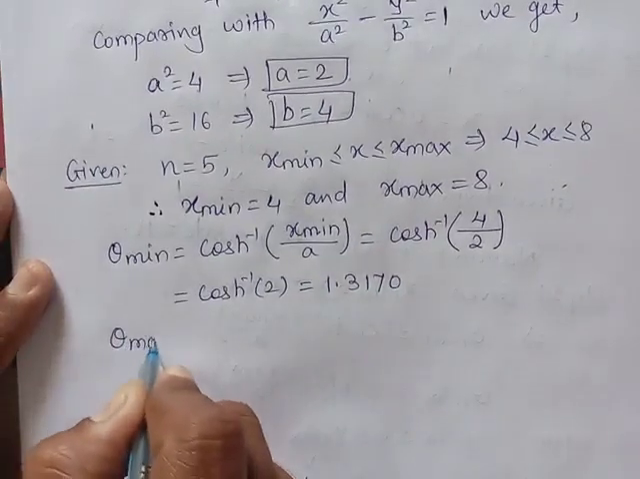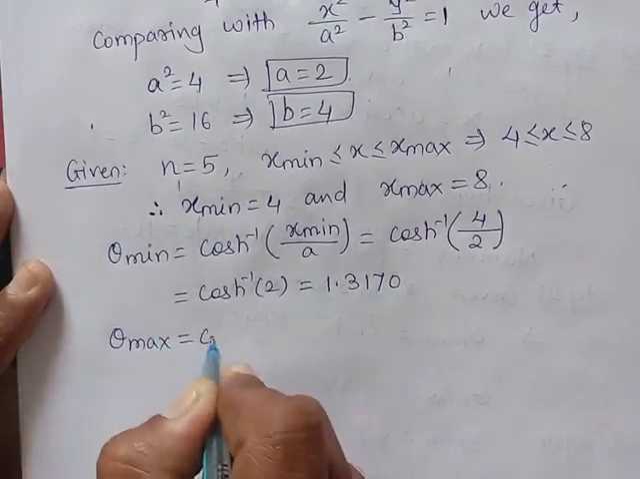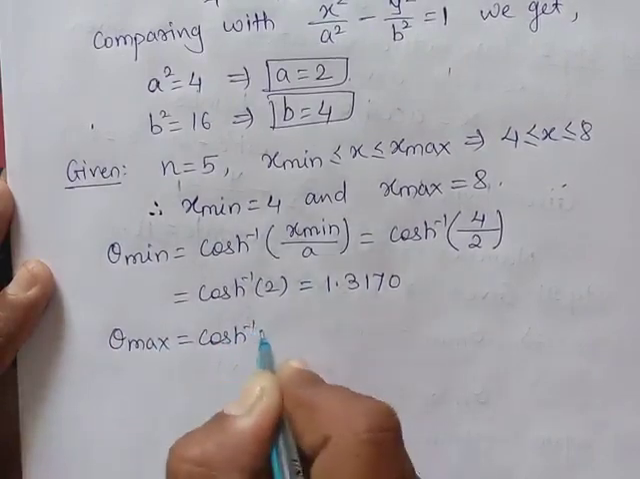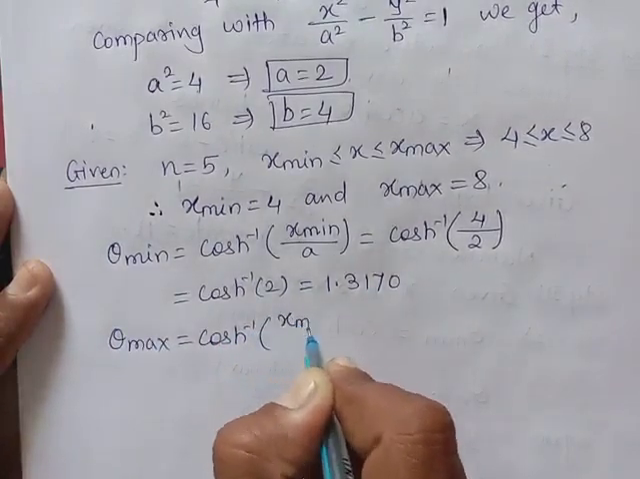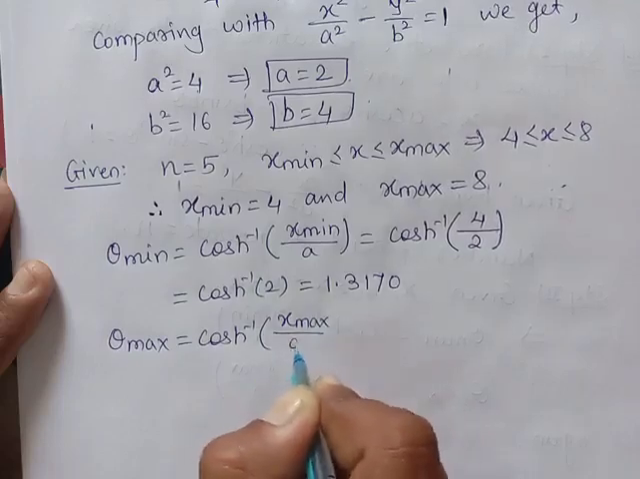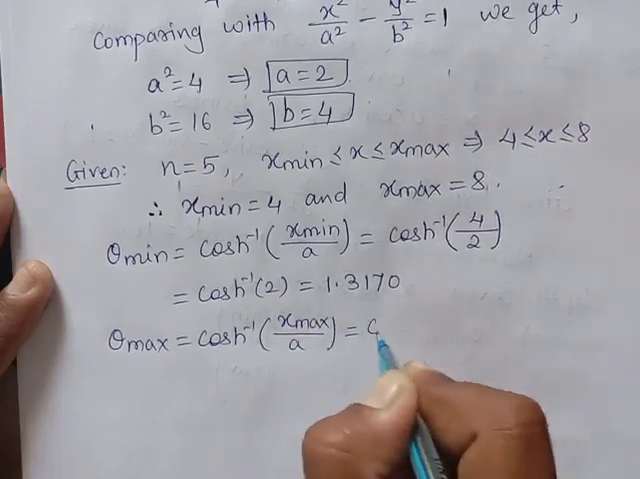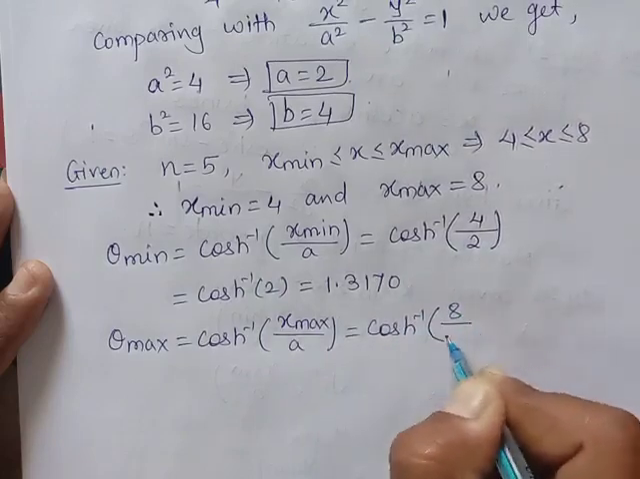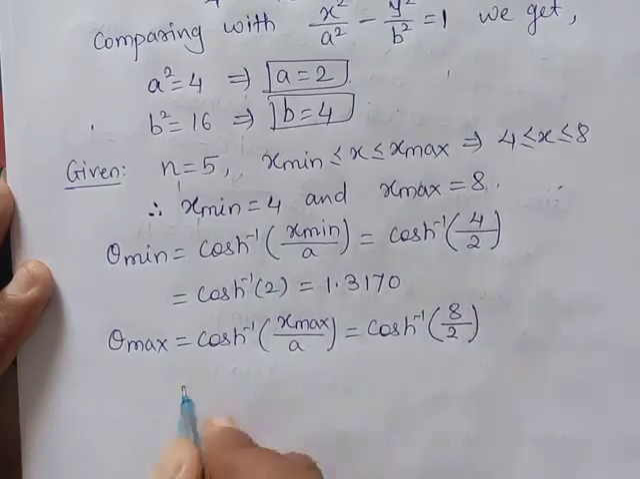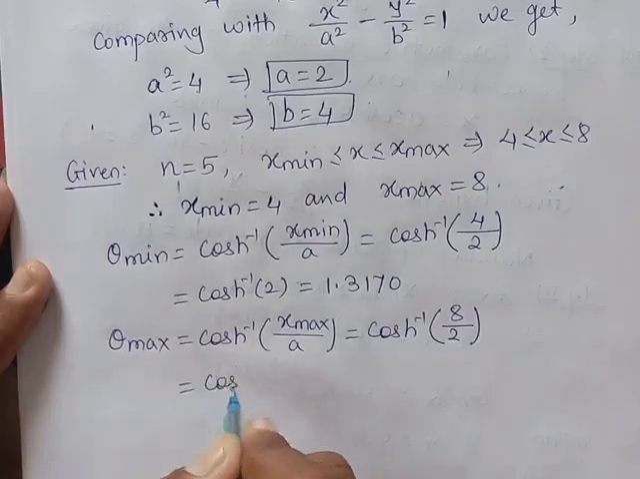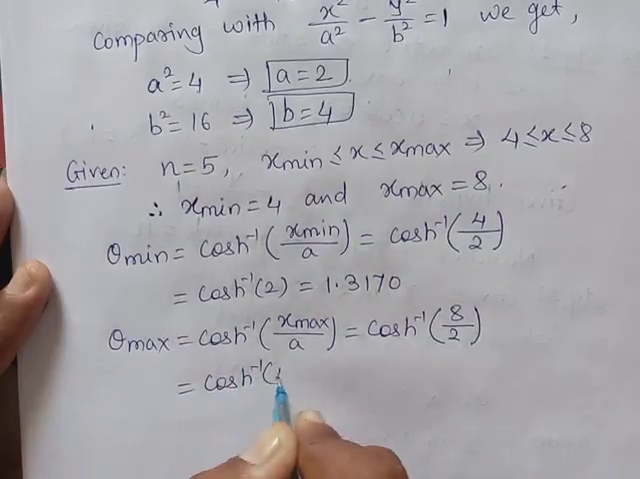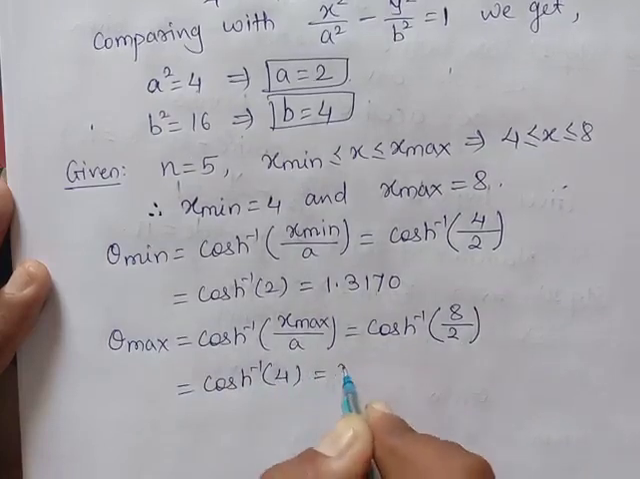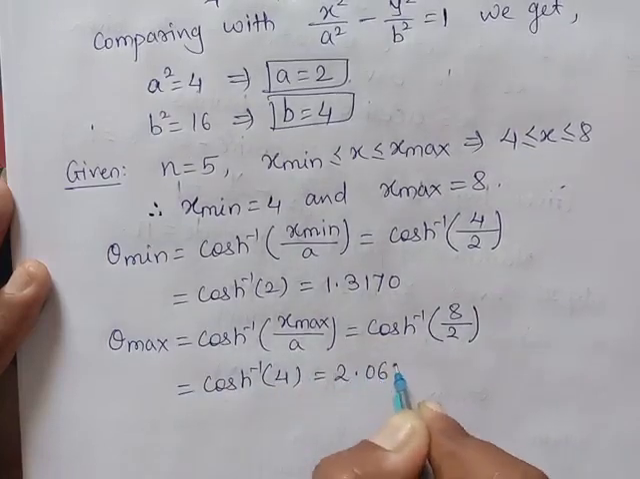Theta maximum is what? Cos hyperbolic inverse of x maximum upon a. So it is cos hyperbolic inverse of 8 by 2. That is cos hyperbolic inverse of 4. That is 2.0634.